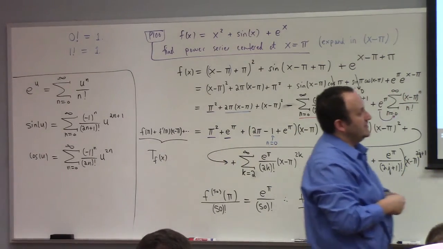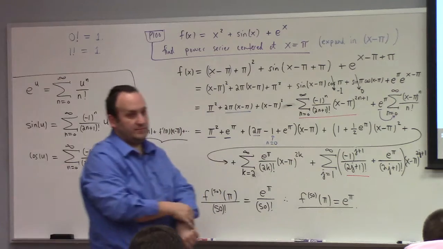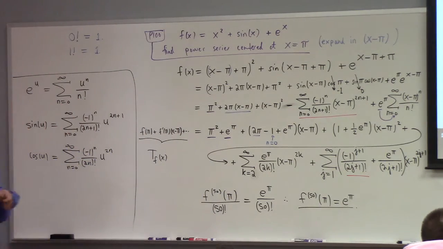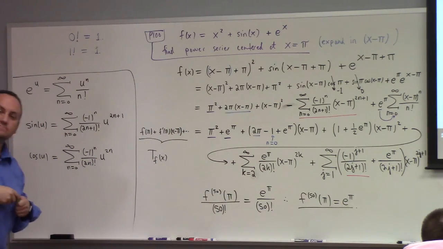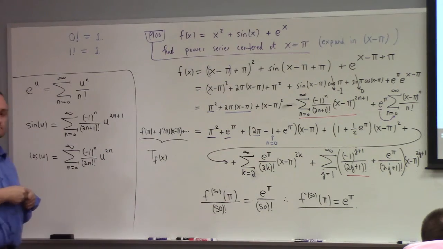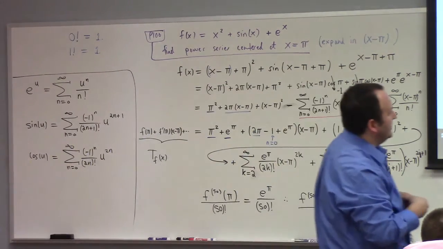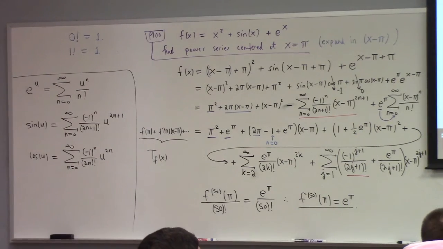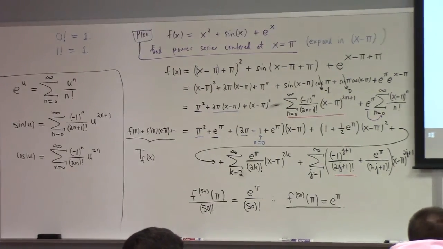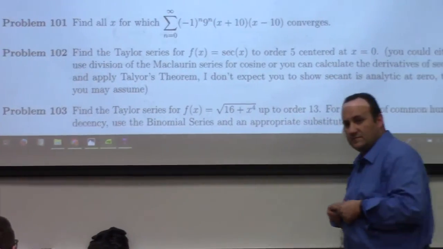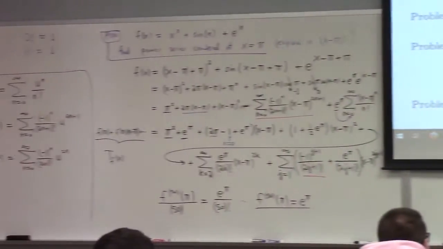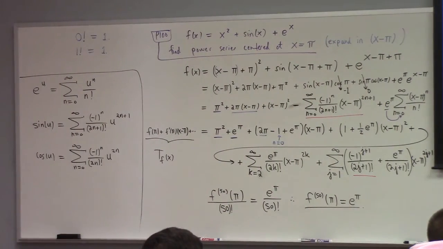Can someone give a hint on problem 101 now that we've got to that? It is indeed not a power series. Right. So if it's not a power series, how do you decide where it converges? I mean, what guides our logic?